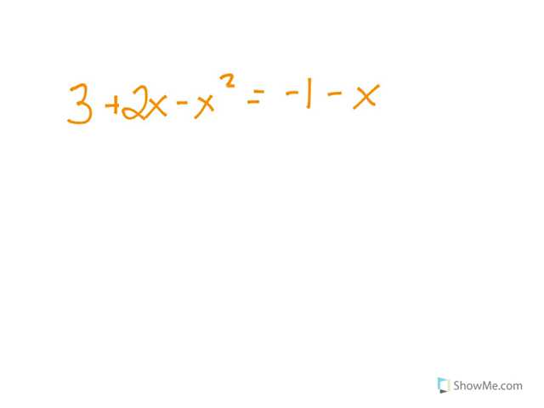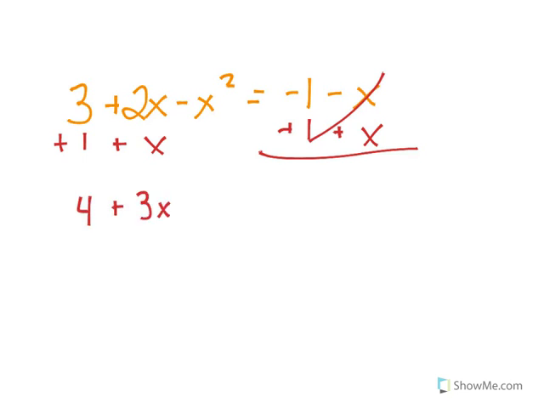When it's a quadratic, I'm going to move everything over to one side. So I'm going to add x. Then I'm going to add 1. And I've got 4 plus 3x minus x squared equals 0. I'm going to reorder these. So I've got negative x squared plus 3x plus 4 equals 0. And now I'm going to factor it.